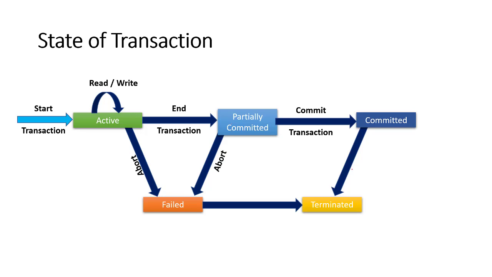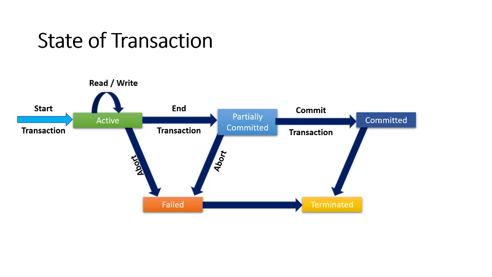When we commit the transaction, meaning finally we save our transaction result into the database, we move into the committed state, and this is from active to committed. This is a consistent state and this is a consistent state. If the transaction is not committed, we can say that it is not in a consistent state.